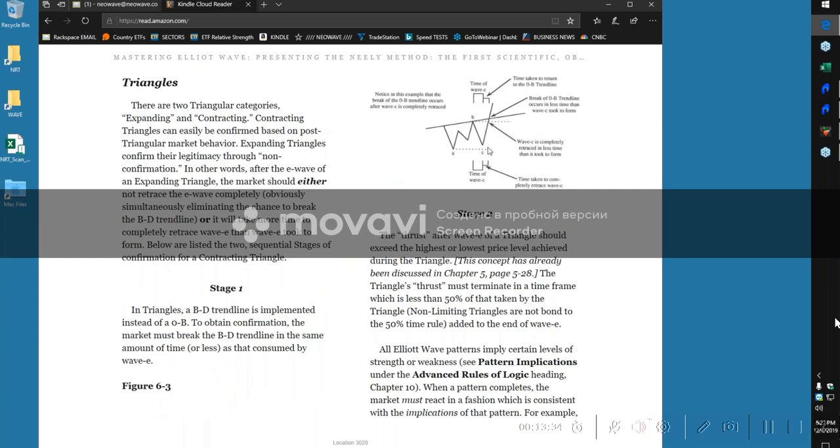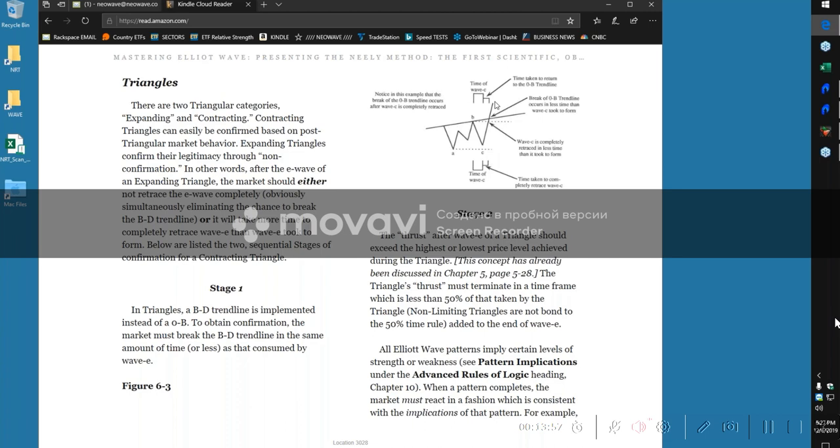And if this is finishing something important, which when a correction drifts upward like this, it implies strength, you should expect it to get to the 0B trend line in the same time or less as the C wave took to form. That would be stage 2, and it would be near confirmation that at least this flat pattern is over, and that you probably have finished a larger degree.